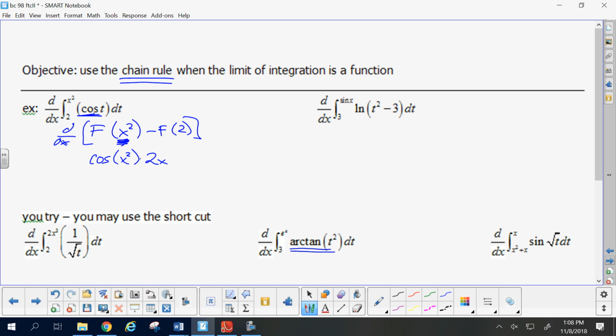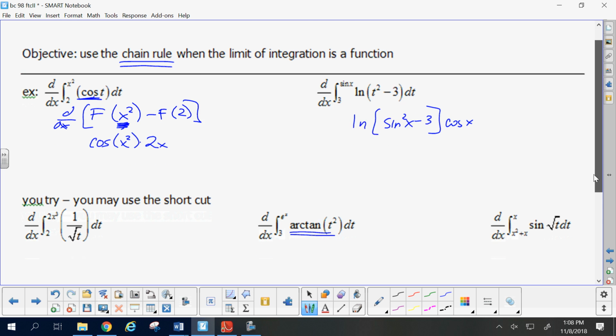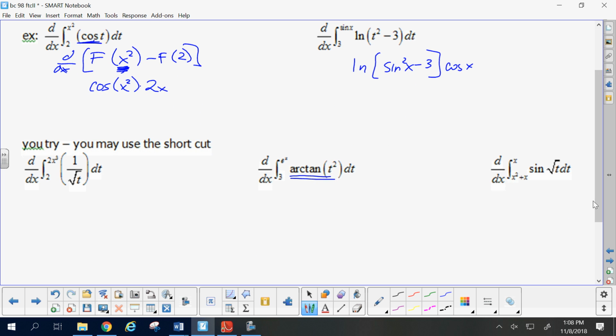Without any long way. Natural log of sine squared minus 3 times cosine of x. All right. I think the first two, those three, they don't take long. The last one's a little funky. But you're so smart.